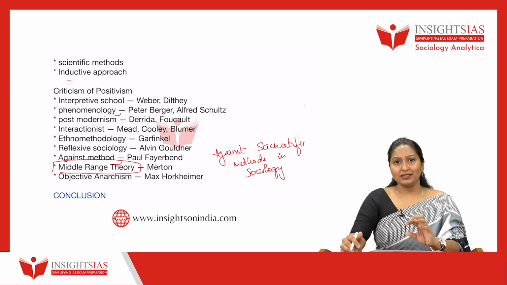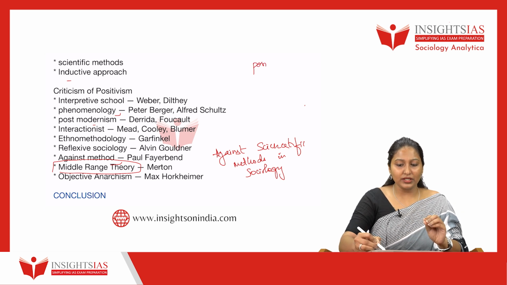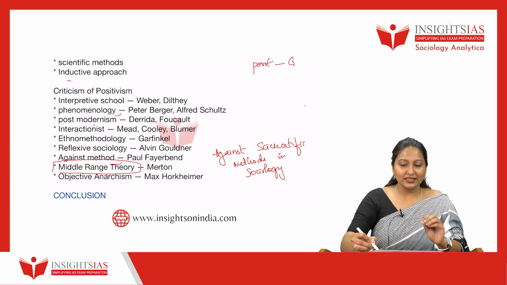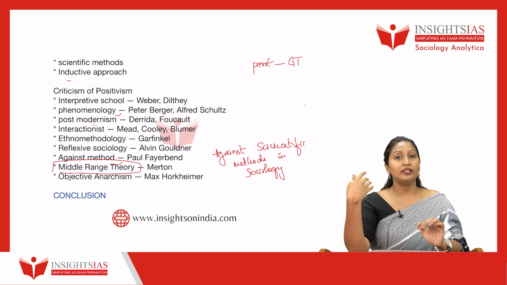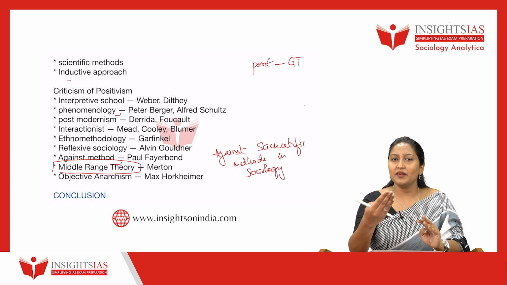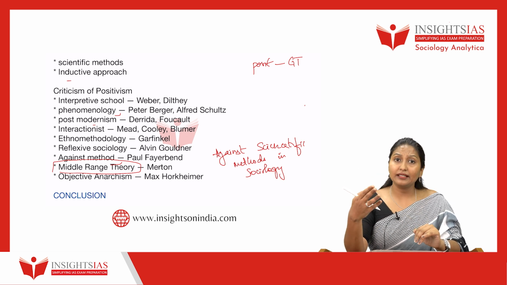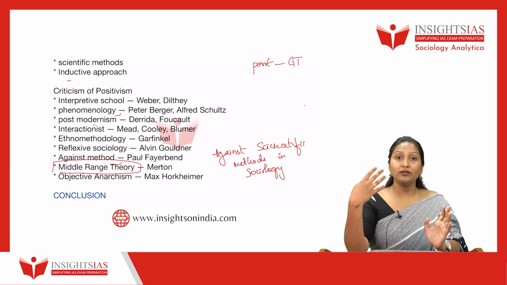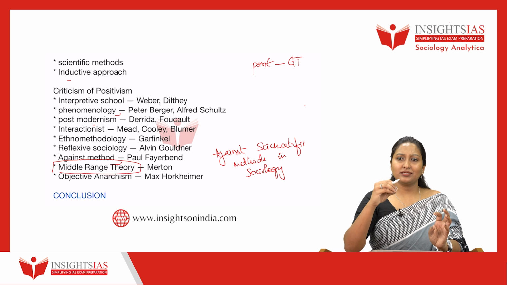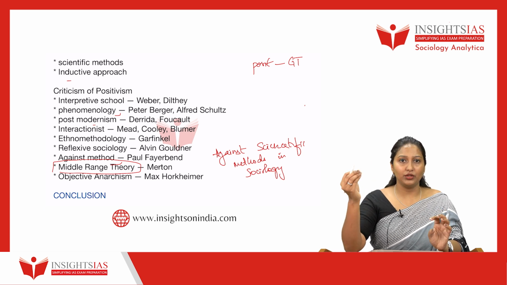What Robert Merton says is that positivism usually prefers what? It prefers grand theory. Whoever studies from a positivistic approach will be given grand theory. For example, Durkheim has given grand theory, Karl Marx has given grand theory, Auguste Comte has given grand theory. But what Merton says is that it is difficult to give a grand theory.